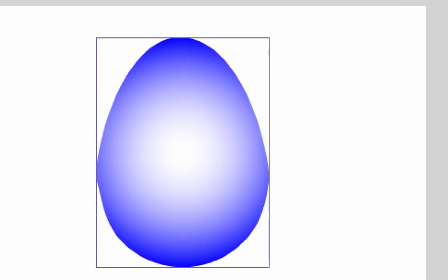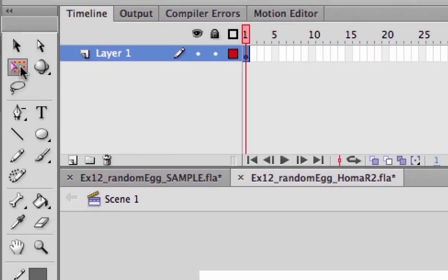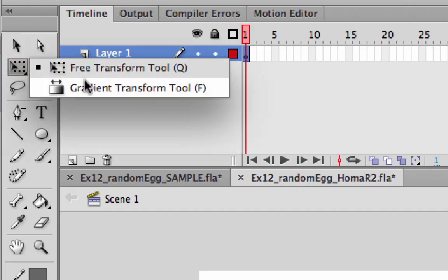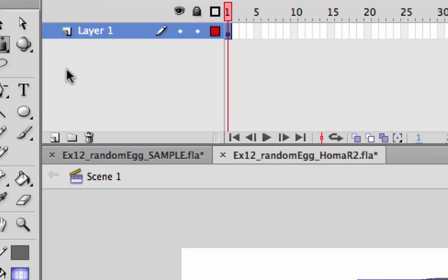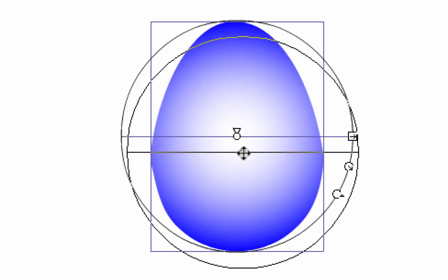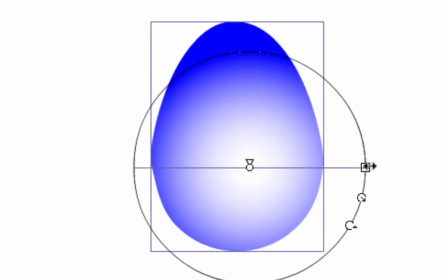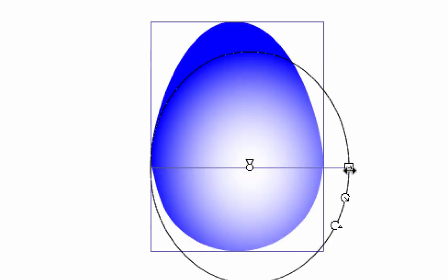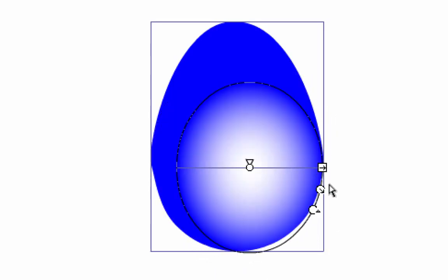What I'm also going to do is go into my free transform tool, and underneath here there's a gradient transform tool, and I'm just going to move the center point down a little bit, and you could even scale this a little bit. I always forget which one it is. The second one is like a scale, so I'll scale that down a little bit.